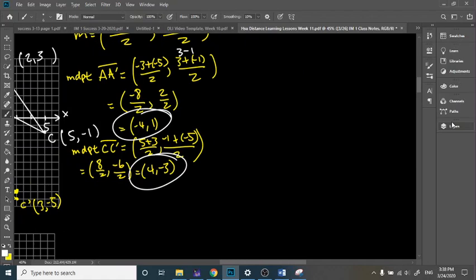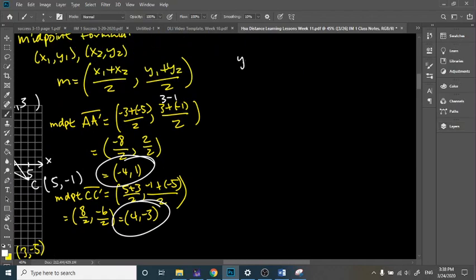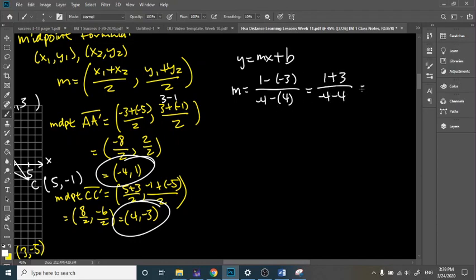So y equals mx plus b. We're going to do that with those 2 points. So remember, m is your slope. So remember, slope is going to be subtract the y's, then subtract the x's. So let's do 1 minus -3 divided by -4 minus 4. So that's going to be minus negative is positive. And we just have that. So we have 4 divided by -4 minus 4 is going to be -8. So we have -1/2.